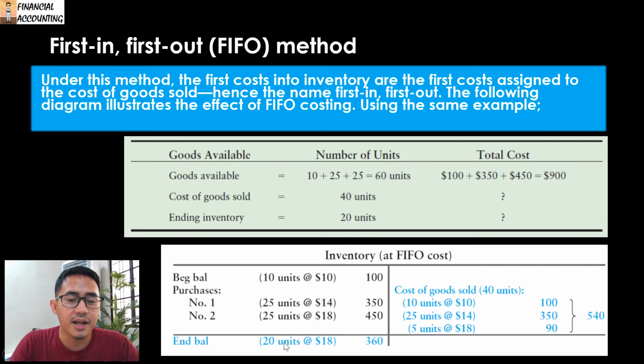So your ending balance, of course, is the latest inventory. So this will come from purchase number 2. The remaining 20 units times $18, which is the latest purchase, equals 360. So there is this slight difference if you are using average or FIFO.